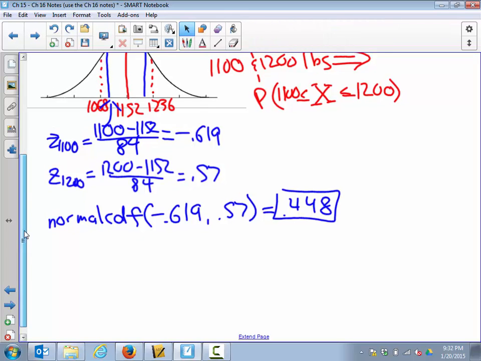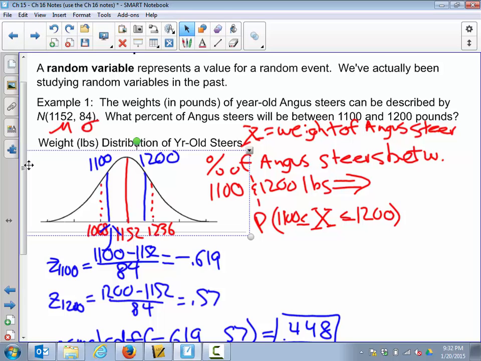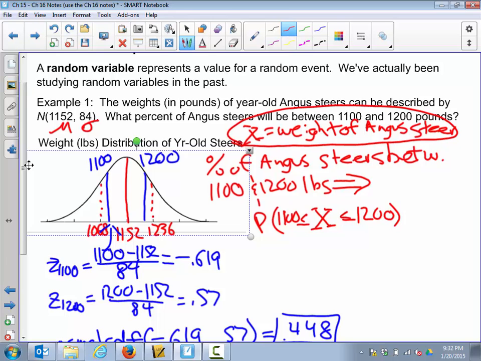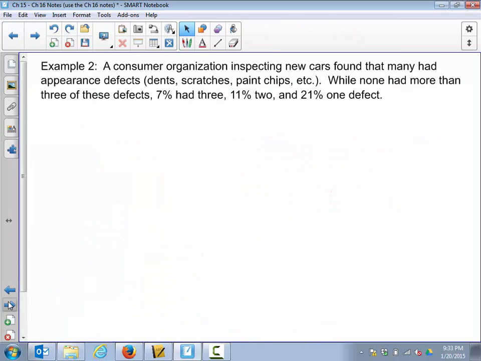it's two answers in one. It's the probability that a single steer would weigh in that interval from 1100 to 1200, but it's also the percent of all the steers that are between those two fences. Okay, so we kind of used a random variable before, a little bit. Okay, all right, let's build on that.